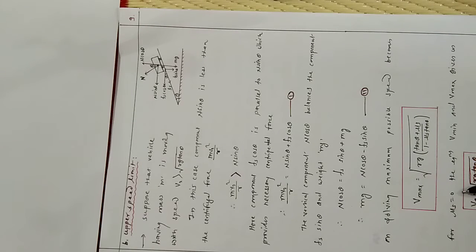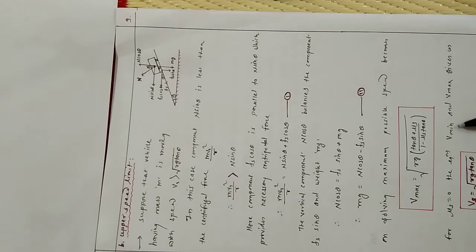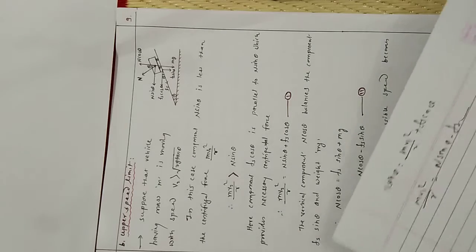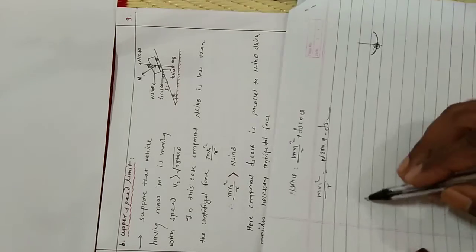If mu s is equal to 0, that is the coefficient of static friction 0, then the v minimum and v max give us vs is equal to under root rg tan theta. That means in this equation, if we put mu s 0, then our final equation becomes vs is equal to under root rg tan theta. So this is about the third application of the uniform circular motion.